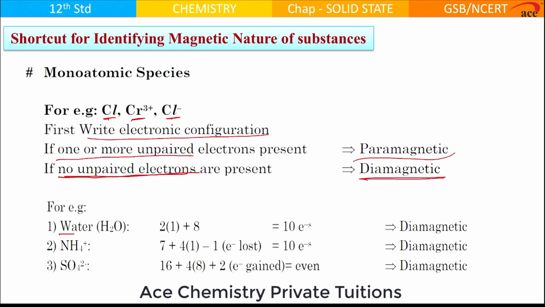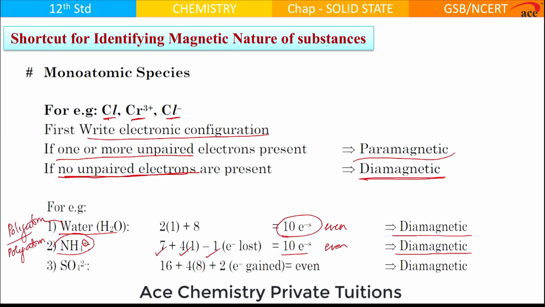If you check water, first thing, it is a polyatomic species. If it is a polyatomic species, count the total number of electrons. If you count, it is 10. Total number of electrons is even, therefore it is diamagnetic. Here in this case, count the total number of electrons. Nitrogen has 7, hydrogen has 4, minus 1 because it has lost 1 electron due to the positive charge. Total number of electrons is even because it is a polyatomic species, therefore it is diamagnetic in nature. Similarly, this is also a polyatomic species, and if you count the total number of electrons, it is even, therefore diamagnetic.